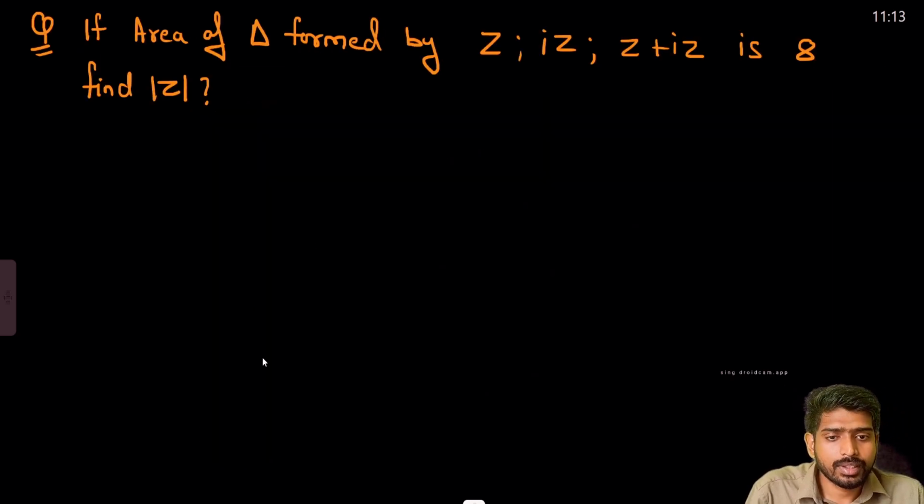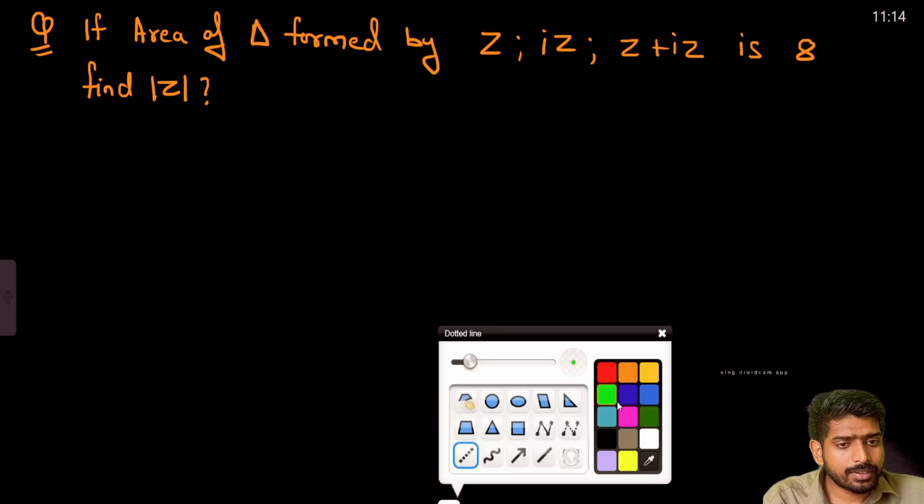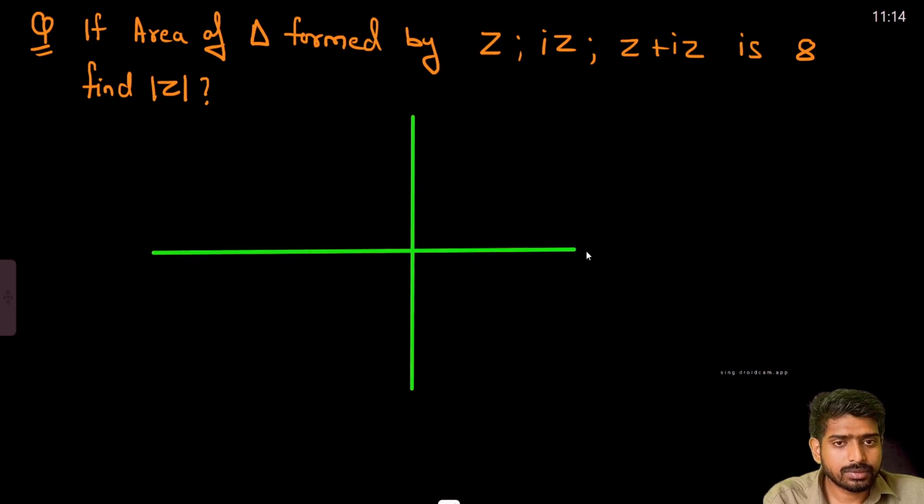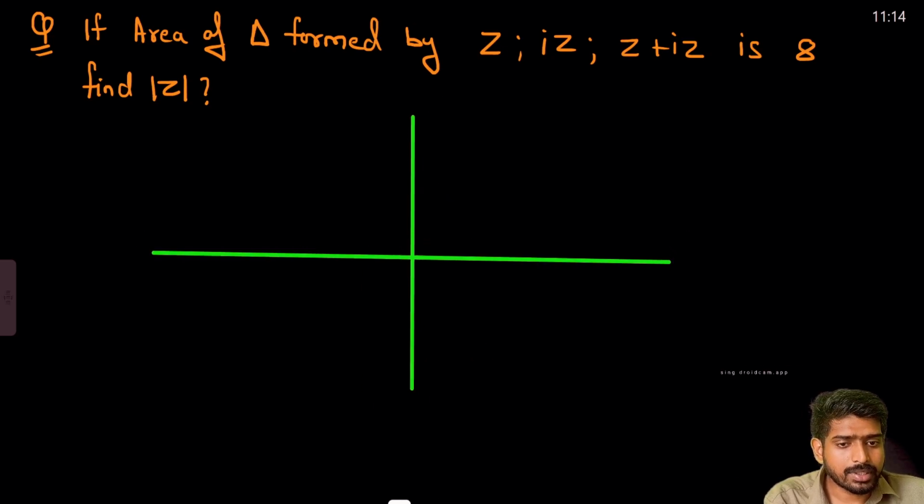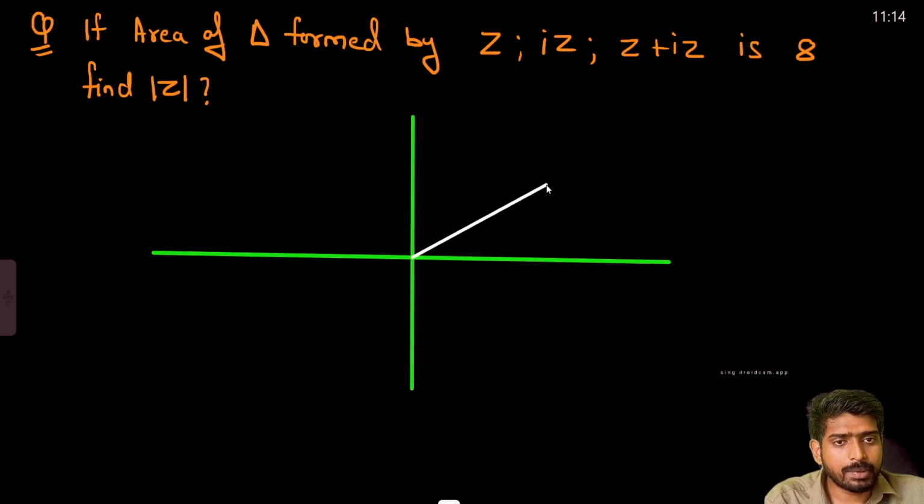Now next, look, if the area of the triangle formed by complex numbers z, iota z, and z plus iota z is 8, find the modulus of z. Now listen, if we try to plot this complex number, suppose somewhere here my complex number z is there. This one is my complex number z, and the modulus of this complex number is mod z.